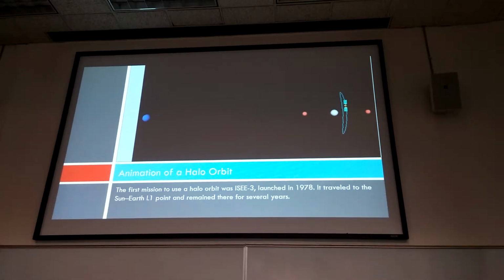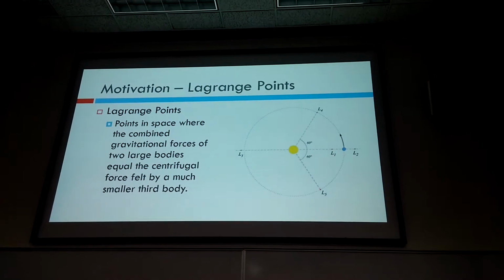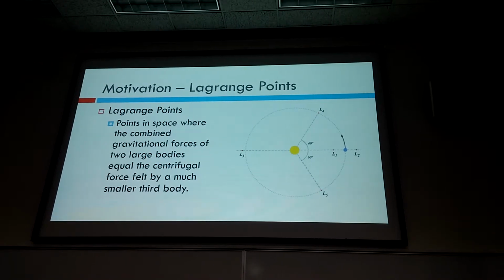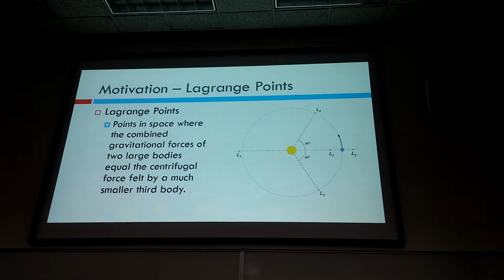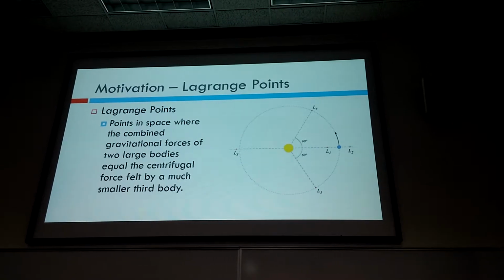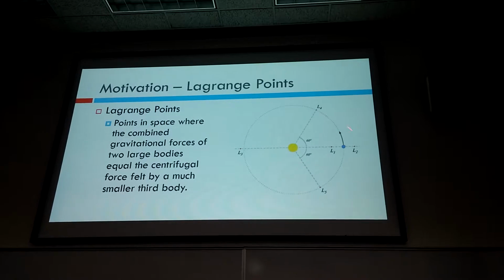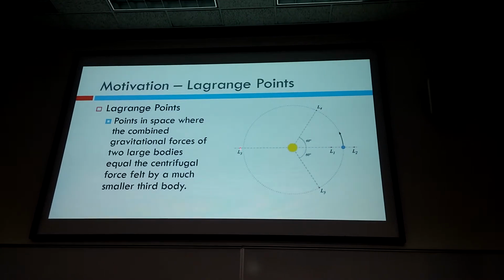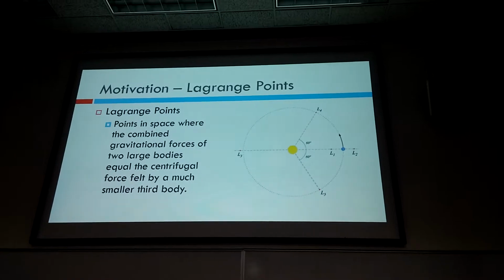Now, the L1 point is referring to Lagrange points. Lagrange points are points in space where the combined gravitational forces of two large bodies equal the centrifugal force felt by a much smaller third body. What that means is, if there's an asteroid or a satellite in one of these 5 Lagrange points, it will actually stay in that point relative to the orbit.